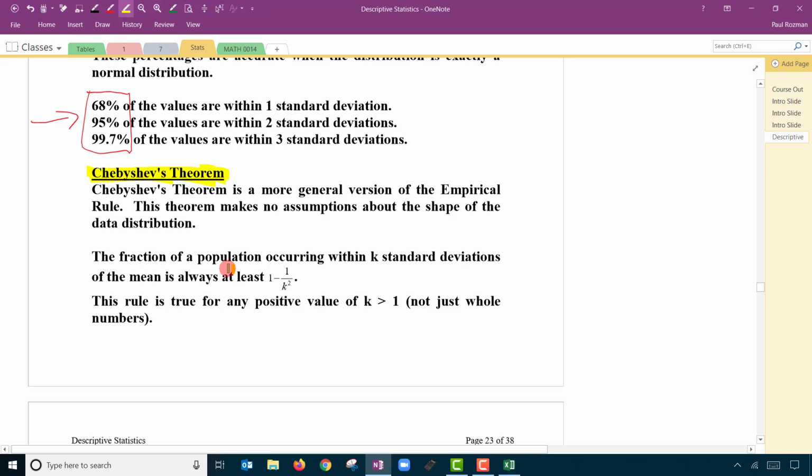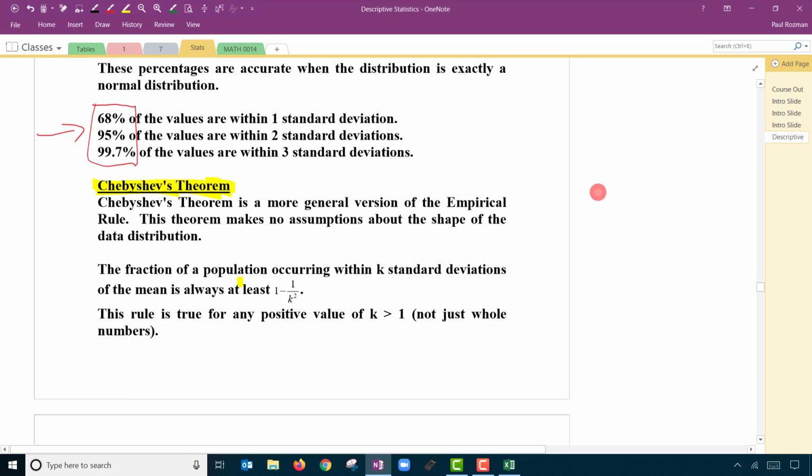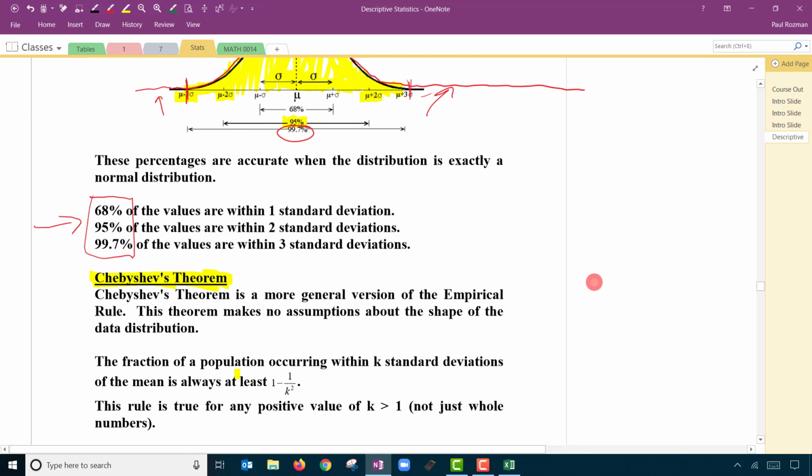The fraction of a population occurring within k standard deviations of the mean is always at least 1 minus 1 over k squared, where k is greater than 1. Clearly, that is not obvious. That's a hard theorem to swallow, I think, at first. What is this? It's supposed to be related to the empirical rule, but it applies to any shape.